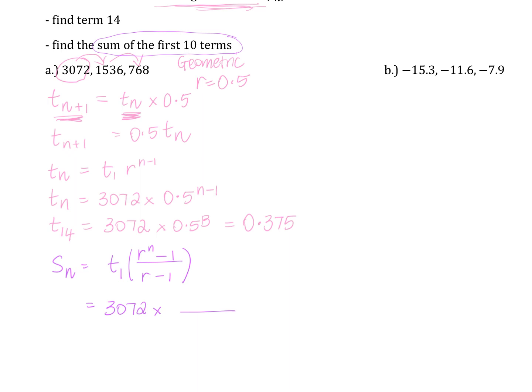And just do this in your calculator. r to the power of n, r is 0.5. We're after the sum of the first 10 terms. So 0.5 to the power of 10, take away 1, over r take away 1, 0.5 take away 1, and I'm just going to type that straight into my calculator. And that gives me 6138. Okay, so in terms of the marking for that, you can see where you went wrong. That there got you a mark, that one got you a mark, that got you a mark, that got you a mark. No part marks for those.